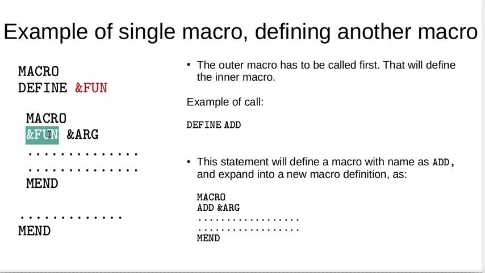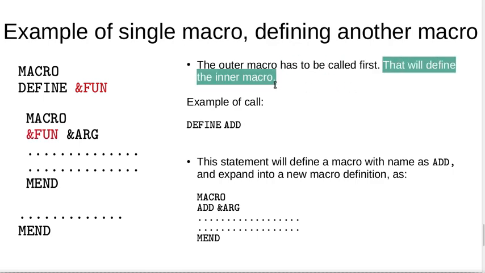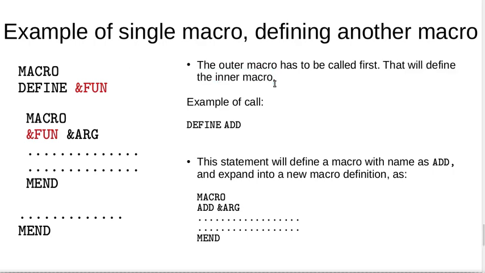We will get the value of this argument when the user calls the outer macro. So the outer macro has to be called first. That will define the inner macro, right? The outer macro has to be called first, and that will help us define the inner macro. Now let us look at an example of a call.